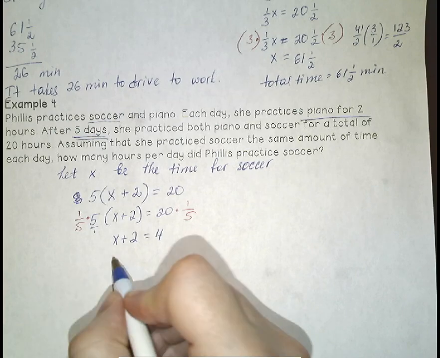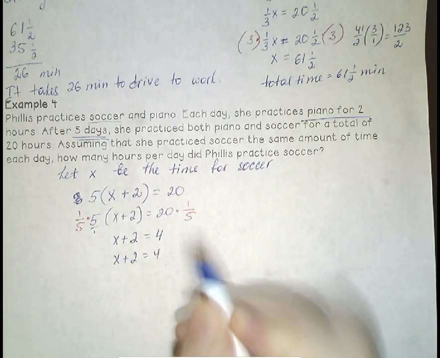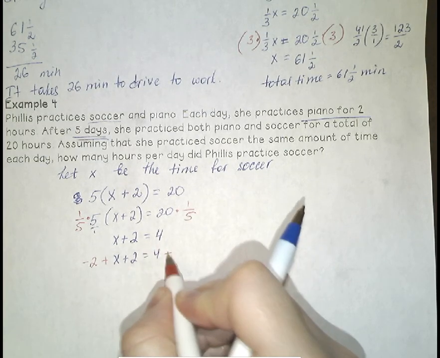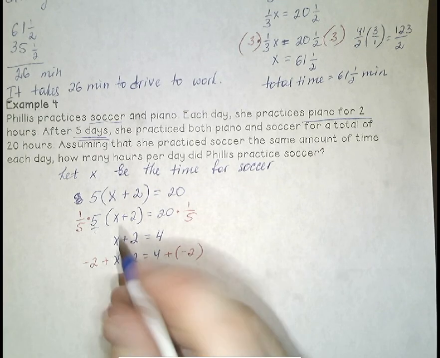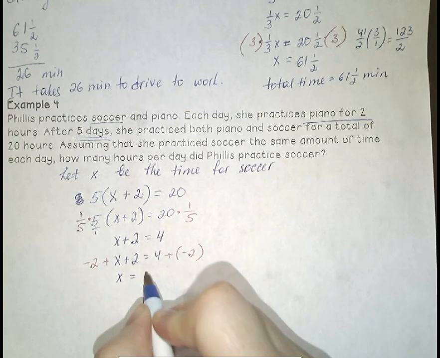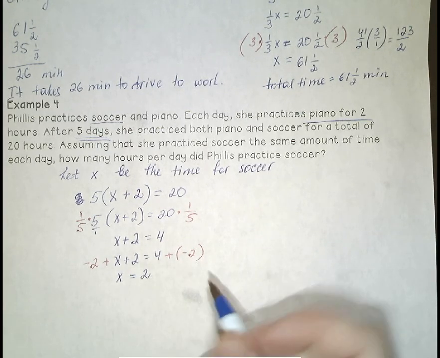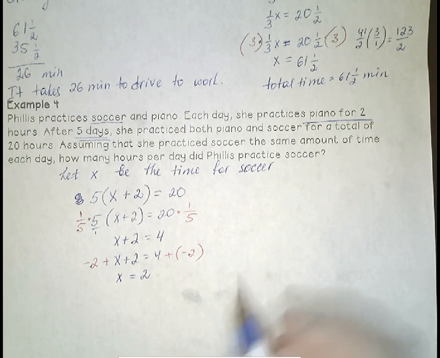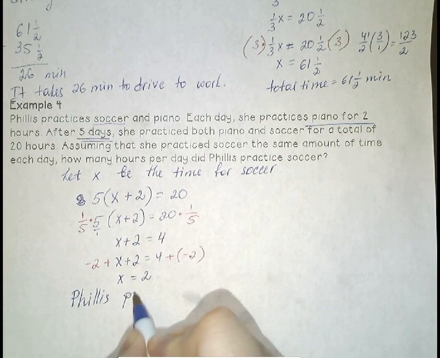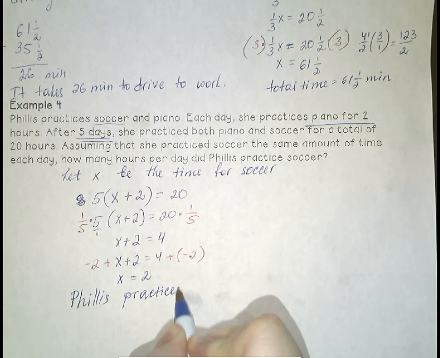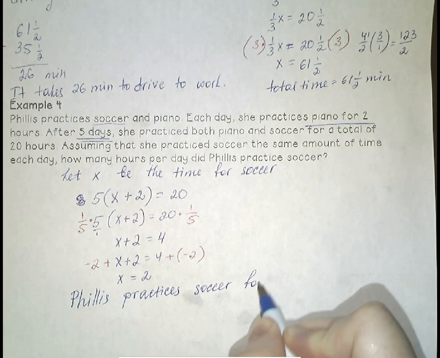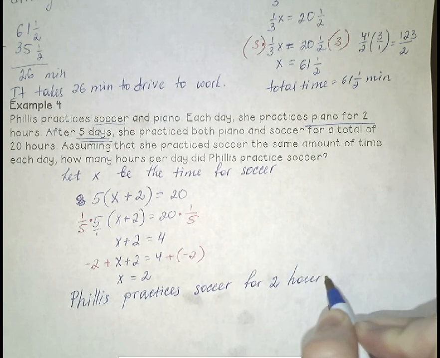Okay, so now what we need to do is to get rid of 2. We will add negative 2 to both sides of my equation. Negative 2, negative 2. Negative 2 plus positive 2 equals 0. So I have x equals 2. That means that she practices soccer for 2 hours each day. Phyllis practices soccer for 2 hours each day.